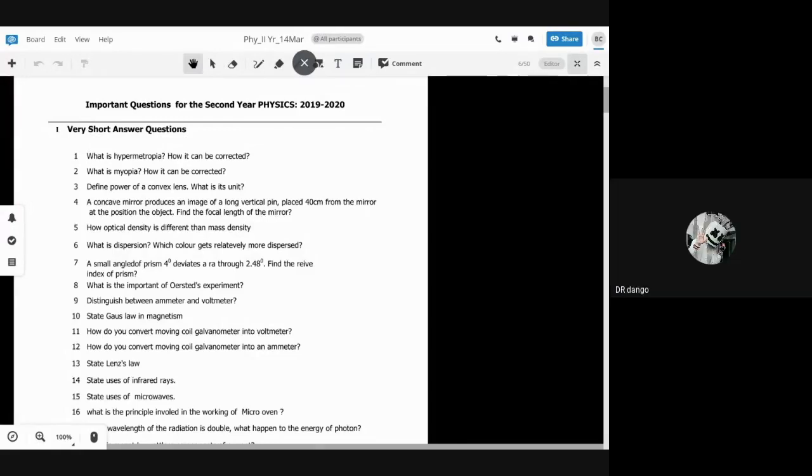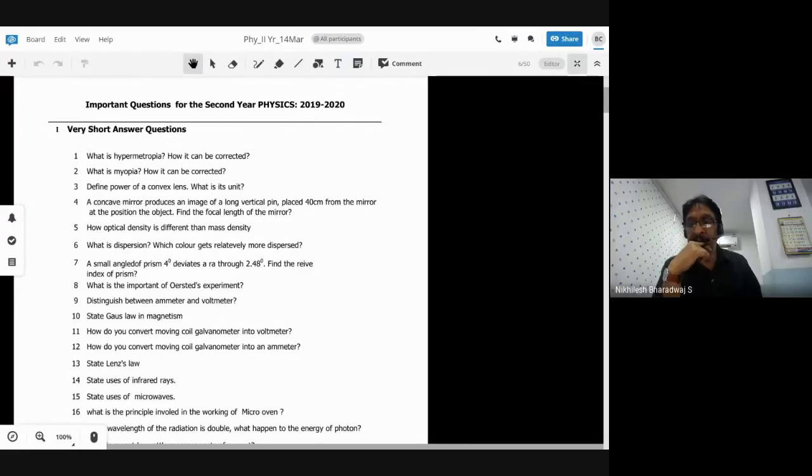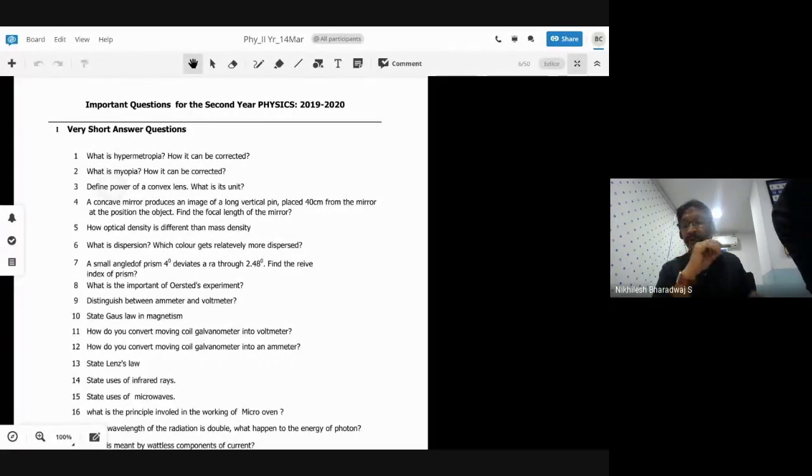What is hypermetropia? How can it be corrected? Hypermetropia is nothing but if the parallel beam of light coming from a near object is converged behind the retina of the eye, then it is called hypermetropia. How can it be rectified? It can be rectified by using a convex lens.